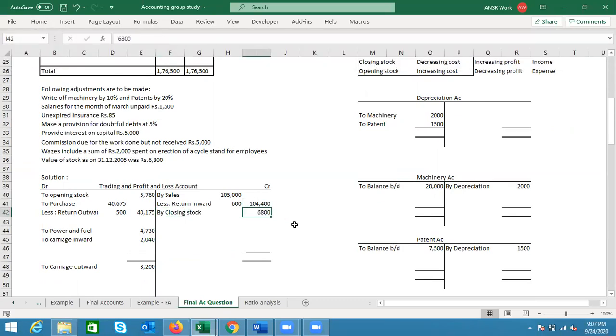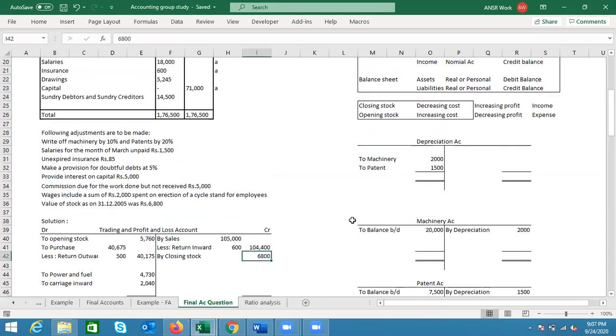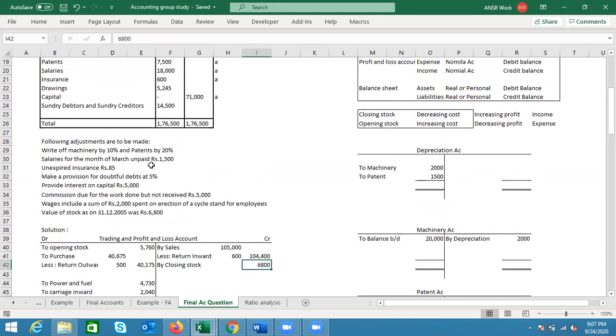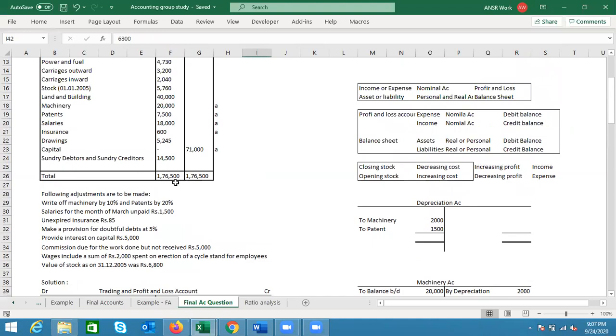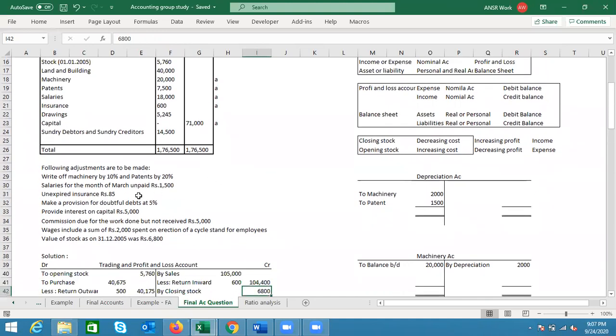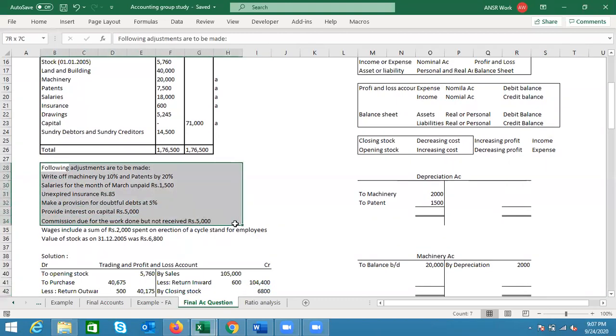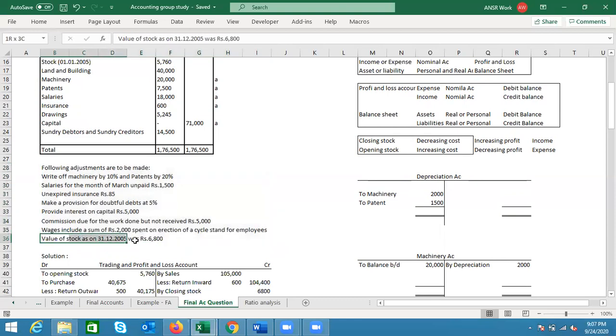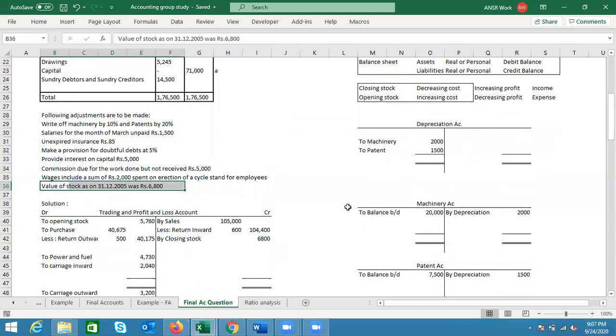One thing you have to remember here: in the trial balance, journal entries and ledgers have already been done for everything. However, for everything in the adjustments, nothing has been done. So for everything we are making an entry and seeing the dual effect, which accounts it is affecting. Every transaction affects two accounts. Here, closing stock affected the profit, that is one part.